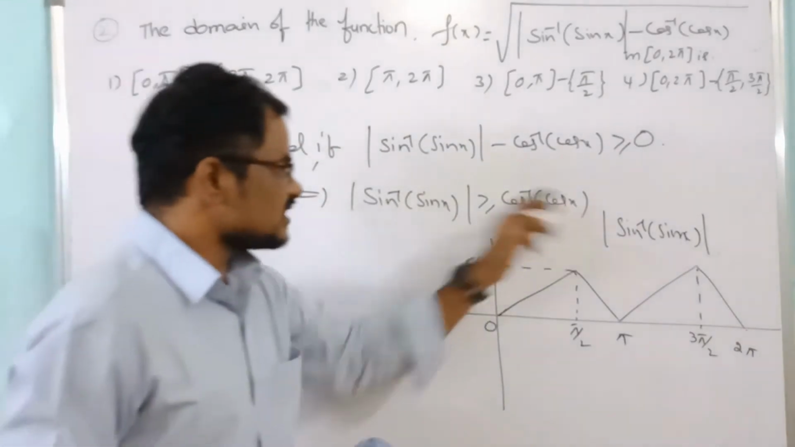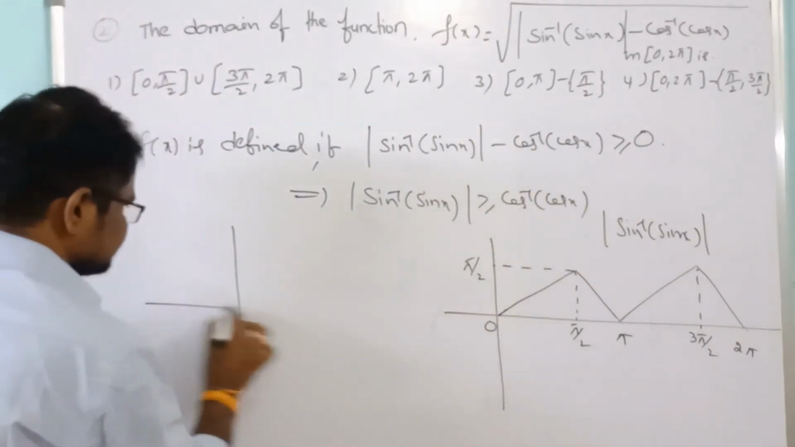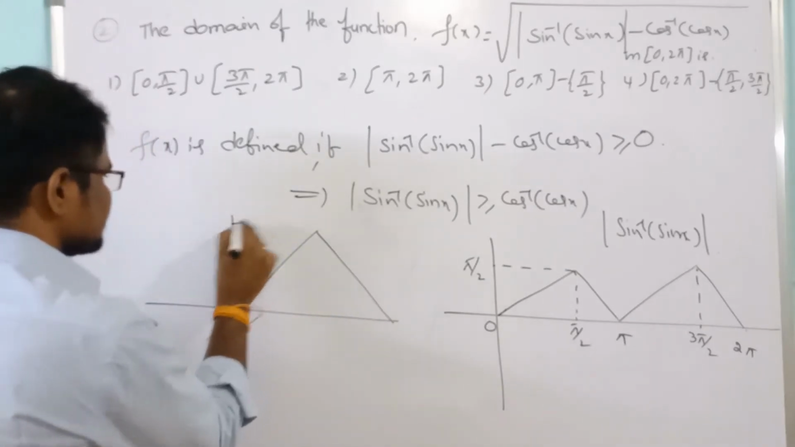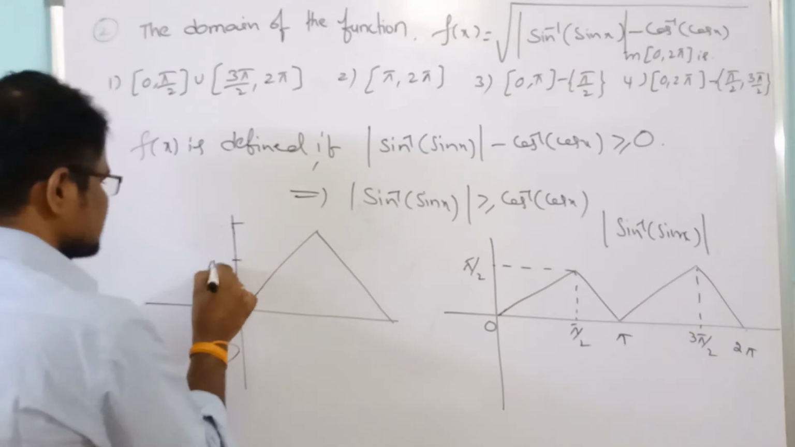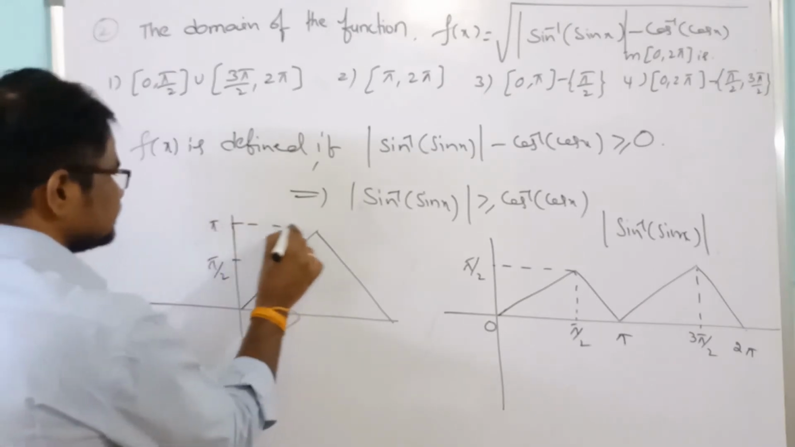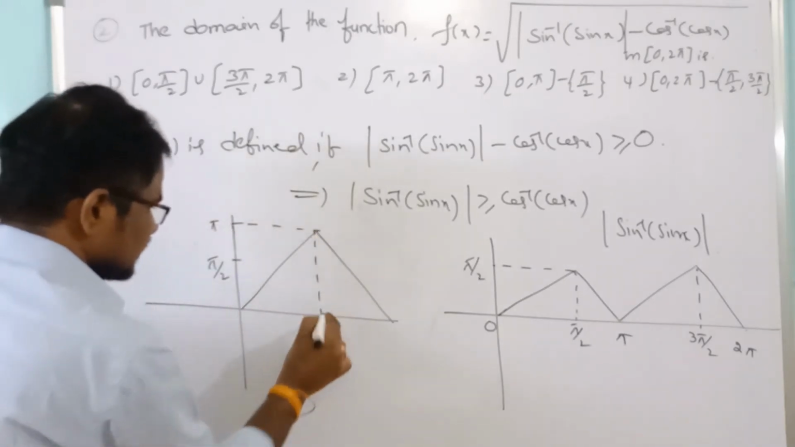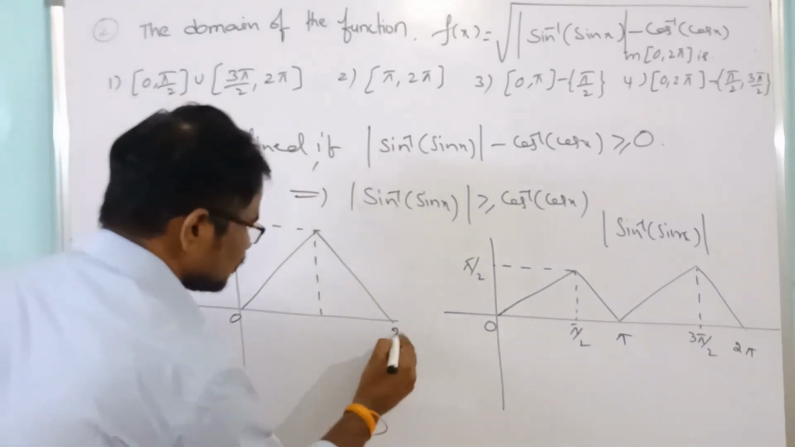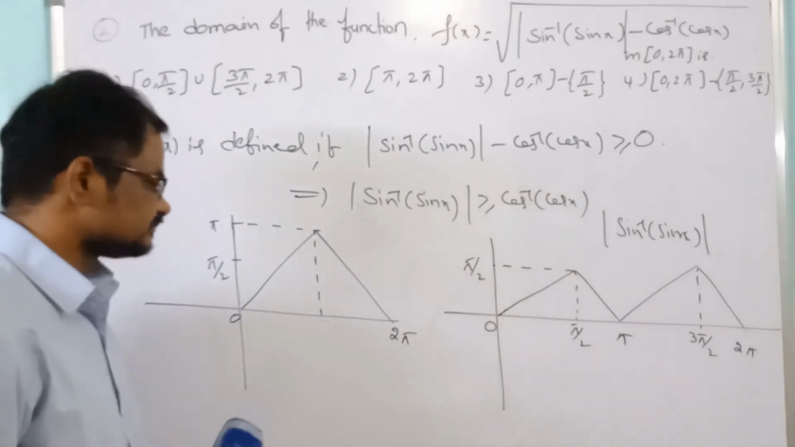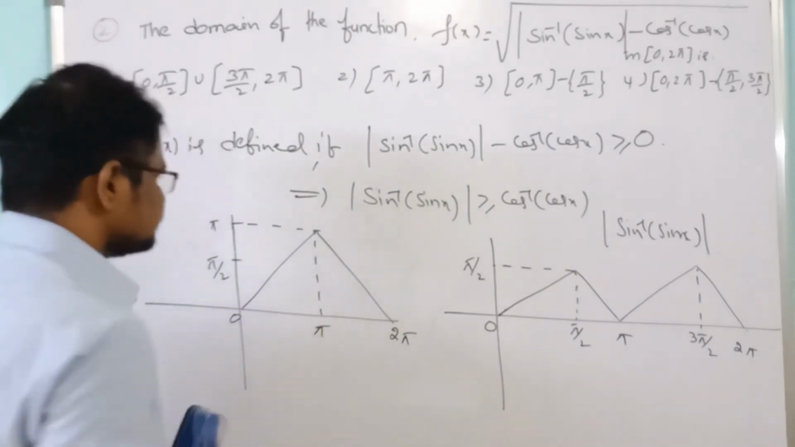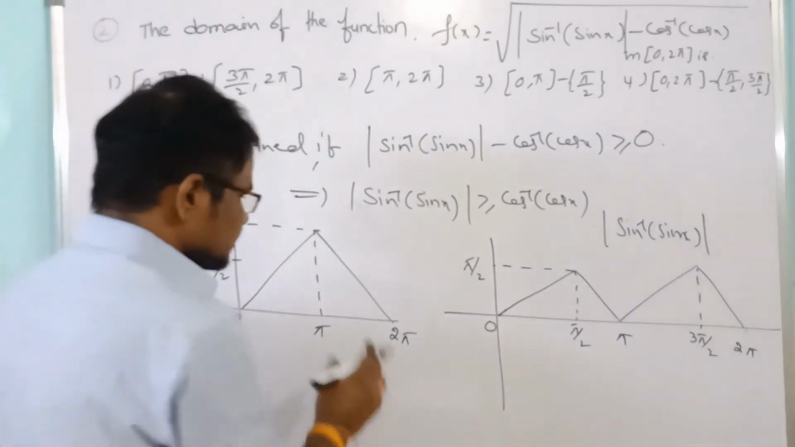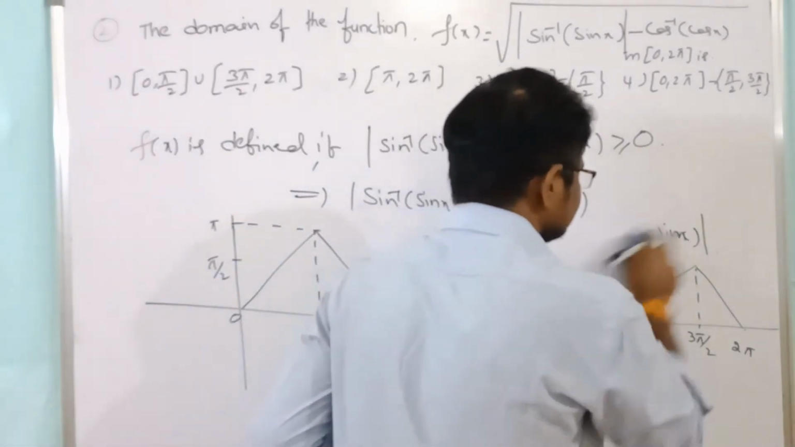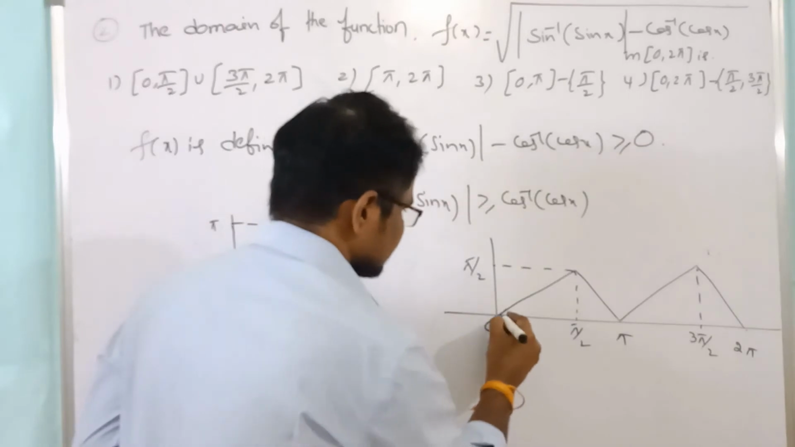Now I will take the cos inverse of cos x graph. This is cos inverse of cos x. In inverse trigonometric functions we learned this one. This is pi by 2, this is pi. So here 0, pi and here we will get 2 pi, right? Now if you take the same graph in this one, what will you get? Like this you will get.